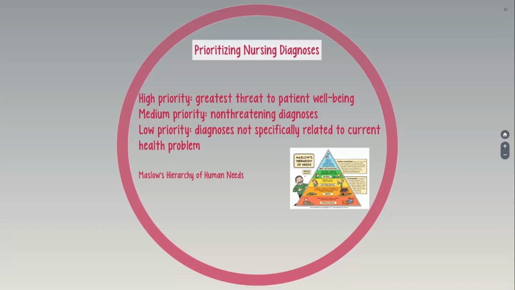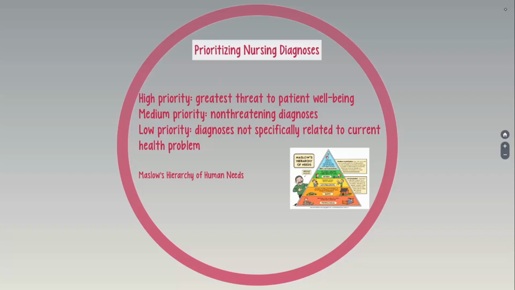How we want to prioritize nursing diagnoses, there's a couple ways. One way is your ABCs, your airway, your breathing, your circulation. If you see an airway problem, that's obviously a great threat to the patient's well-being. Same with breathing and circulation. So if you see those things, you want to definitely think of those as high priority.